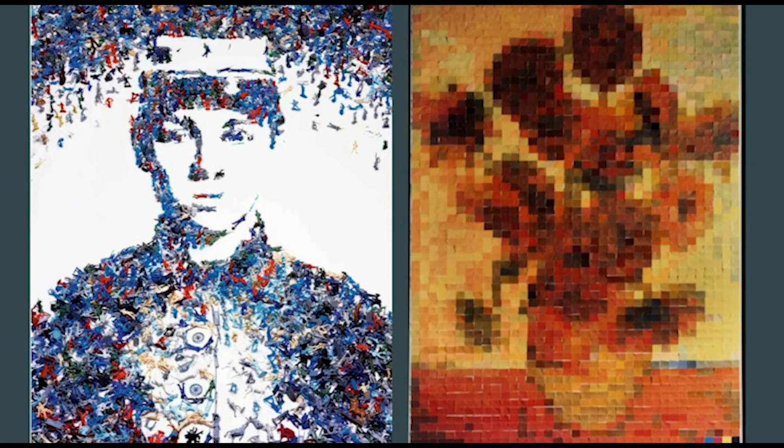Here's a bunch of little toy soldiers used to make an image of a soldier, and then you also have Van Gogh's sunflowers, and he's done that with little squares of paper.